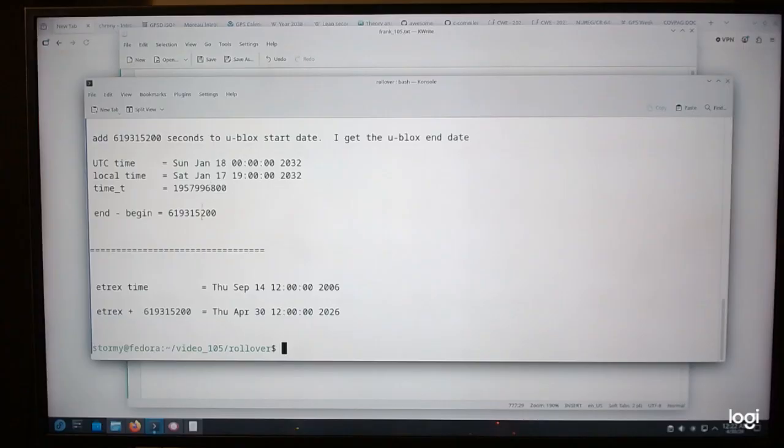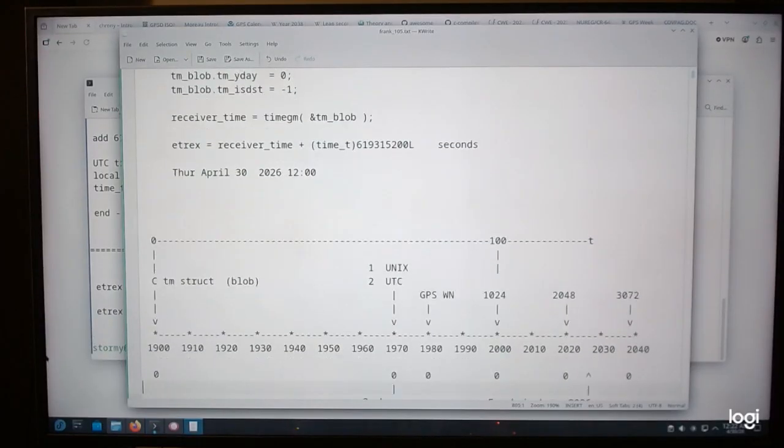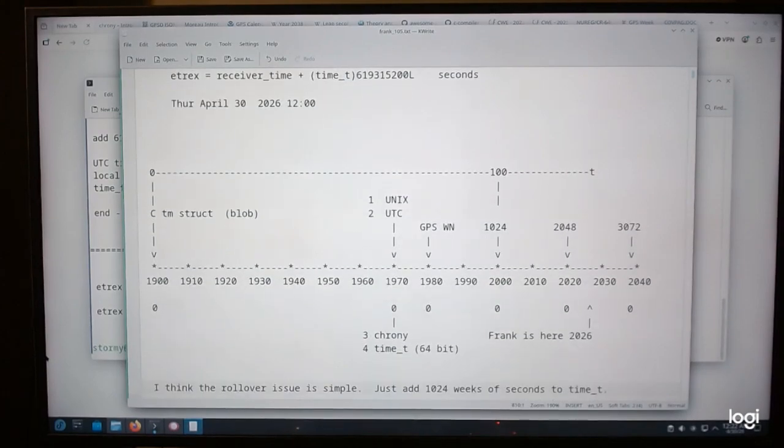So let me get back to my notes. Let me show you what I'm talking about. See this, my eTrex, let me get over here.